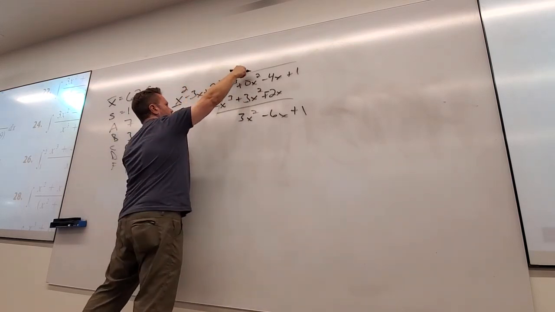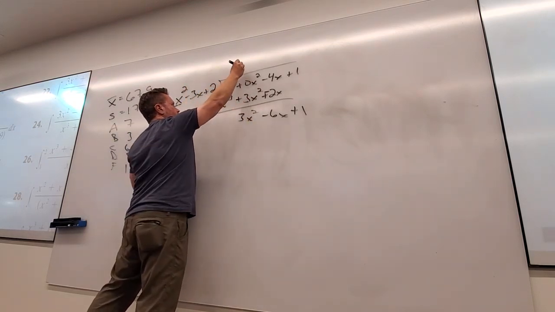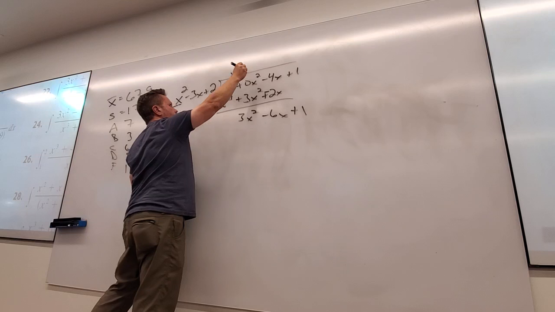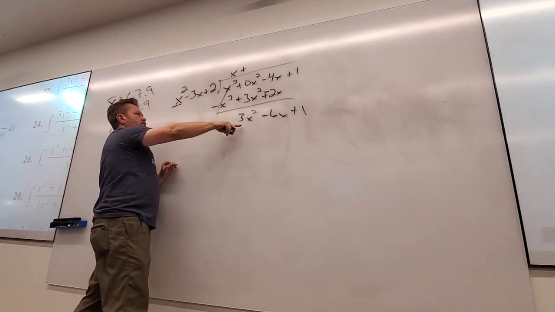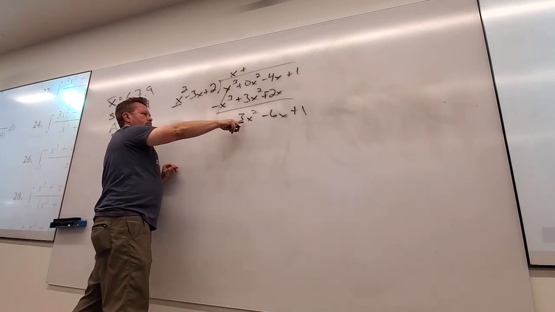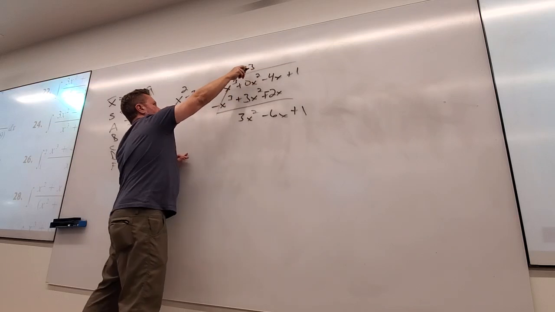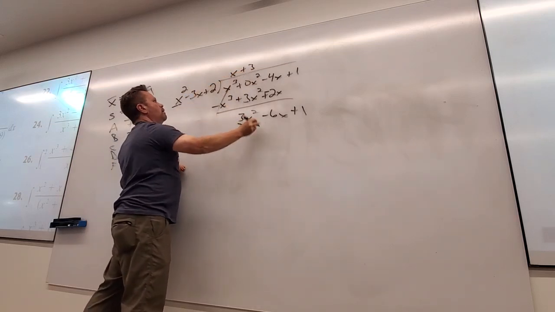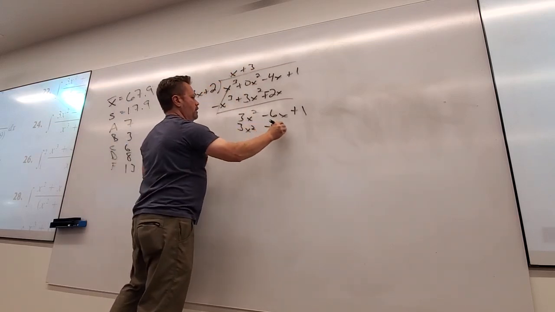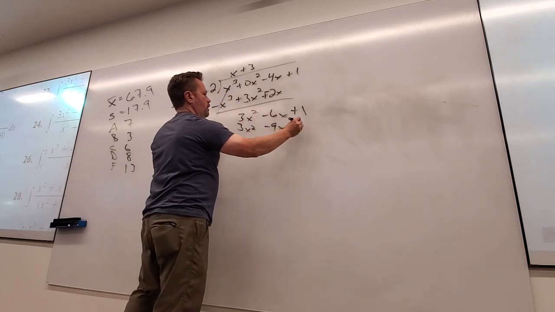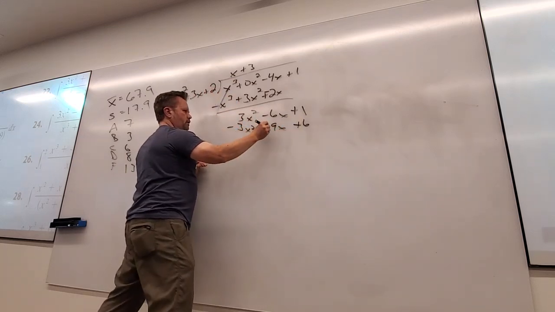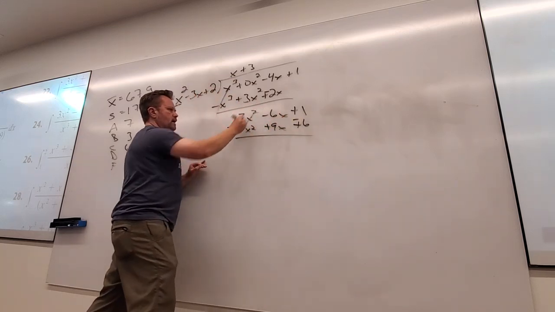X squared times what is 3x squared? X. No. X squared times what is 3x squared? Oh, 3. 3 times x squared is 3x squared. 3 times negative 3x, and 3 times 2 is 6. Change the signs.